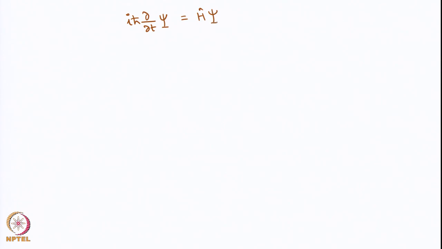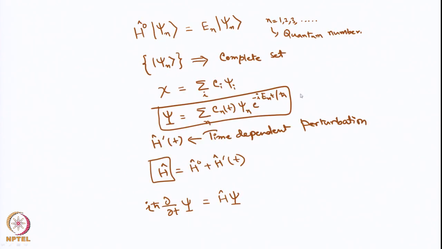Now what is psi? This is nothing but iħ d/dt of my psi, which is the sum over n of a_n(t) e to the power of minus i E_n t by ħ, times psi_n. Okay, that's the wave function psi. You can go and look it back. So my n is this, psi is this. I've just used this form.